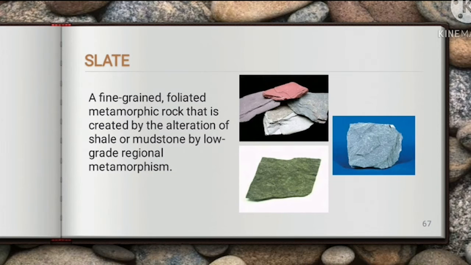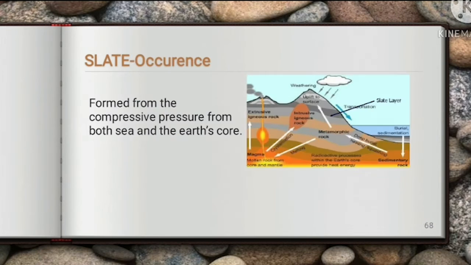Slate. Slate is a fine-grained, foliated metamorphic rock that is created by the alteration of shale or mudstone by low-grade regional metamorphism. Slate was formed from the compressive pressure from both sea and the Earth's core. The tectonic environment for producing slate is usually a former sedimentary basin that becomes involved in a convergent plate boundary. Shales and mudstone in that basin are compressed by horizontal forces with minor heating. These forces and heat modify the clay minerals in the shale and mudstone.